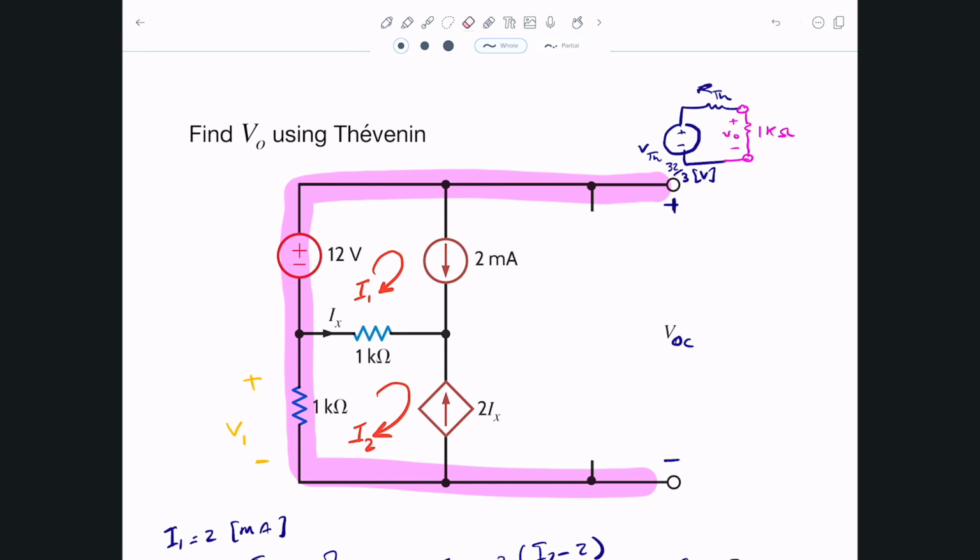So we now move on to figuring out what the R Thevenin is, now that we know what V Thevenin is.